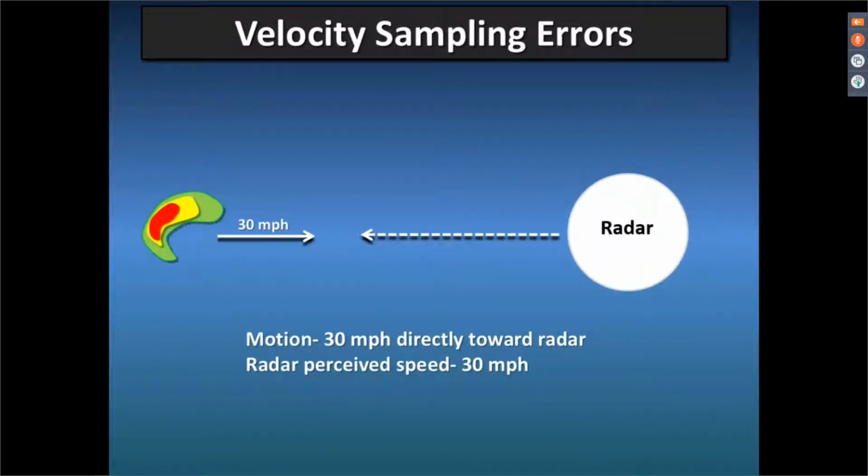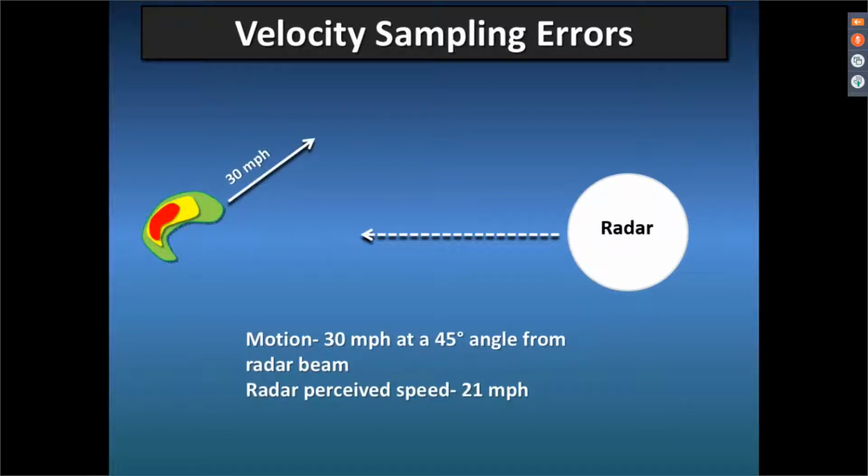One of the issues though with the radar is, like I said, it can only detect movement towards the radar or away from the radar. So let's say you've got this storm on the screen here that's moving directly towards the radar at 30 miles per hour. Well, the radar is going to see it just fine. It can determine that the storm is moving towards the radar at 30 miles per hour. It's got winds probably moving at 30 miles per hour with the storm.